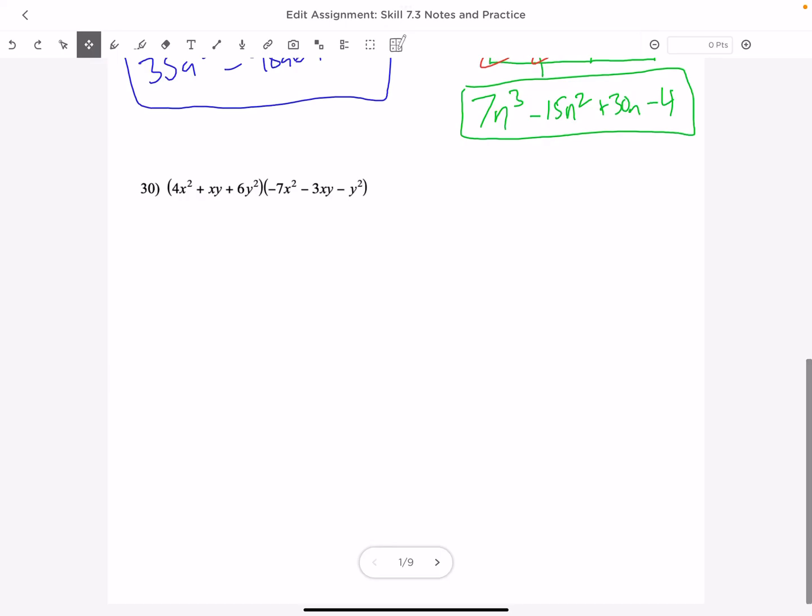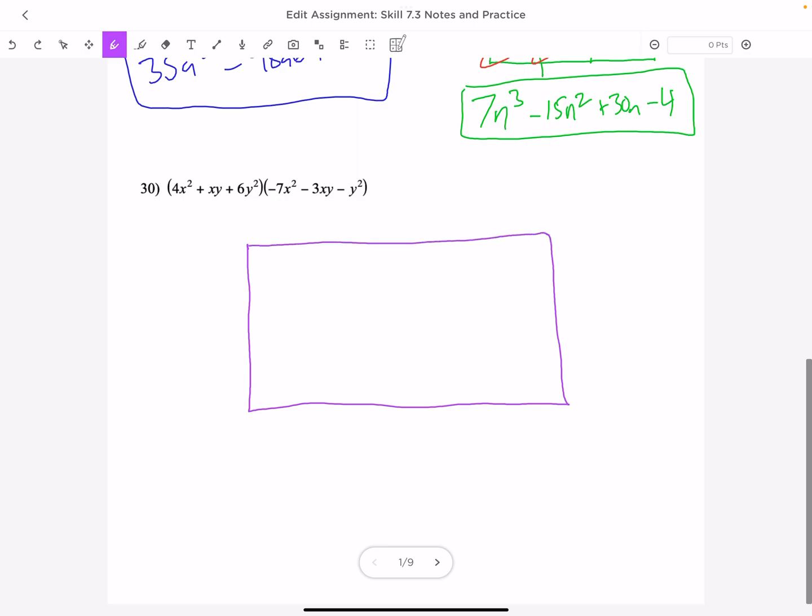Okay, so for problem 30, we now have a trinomial times a trinomial and a lot of variables. So I'm actually going to do another area model. Oh, let's get it in purple. And this time it's going to be a 3 by 3. I'm going to make sure I leave lots of space in my boxes to write. So that's why I've intentionally made some pretty big boxes here.